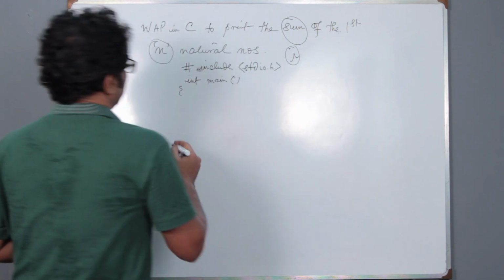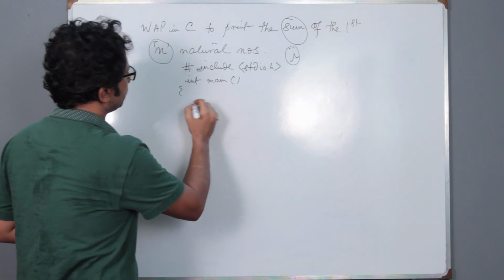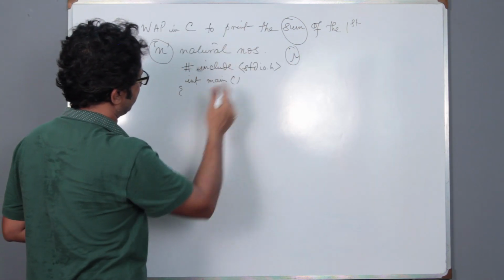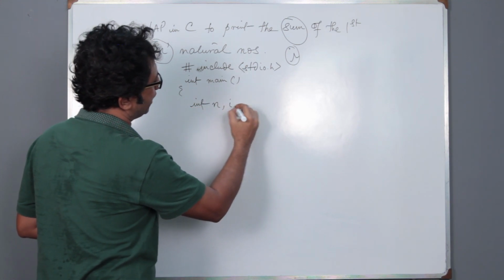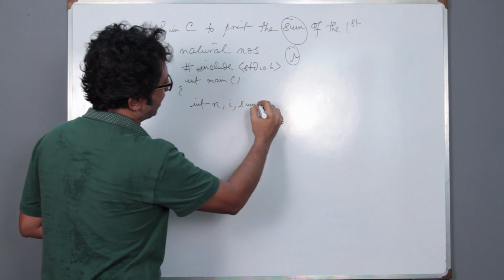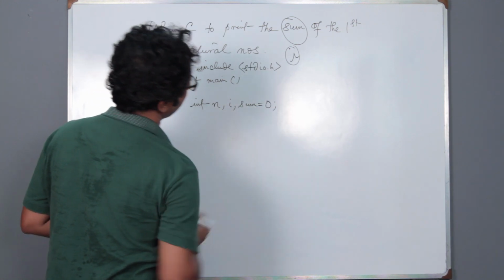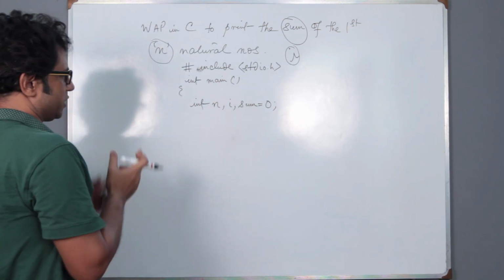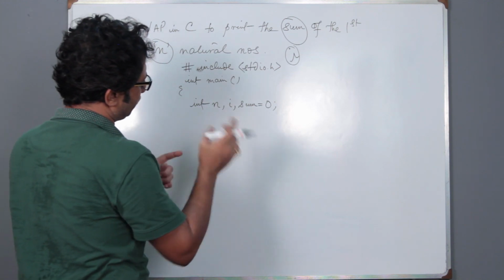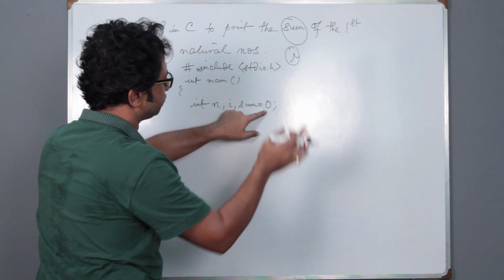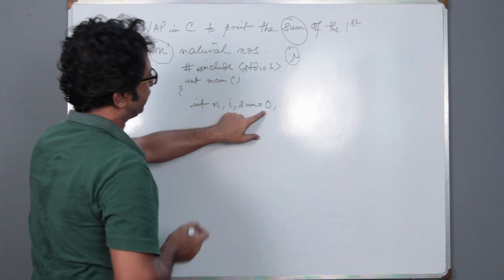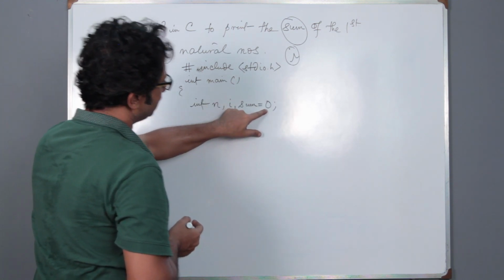So first we'll declare these three variables like this: int n, i, sum, and we will initialize the value of the sum to be 0 because the sum will calculate the sum of the first n natural numbers, and it will start addition from 0. So we initialize this value to be 0.